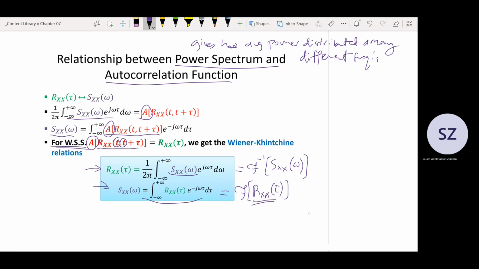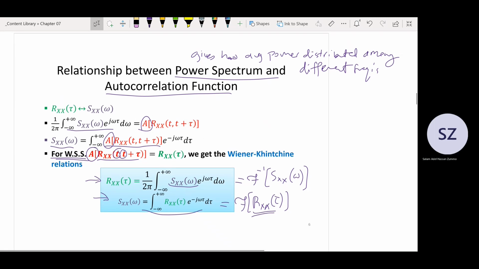In this class, we will mostly deal with wide-sense stationary processes, but at least you need to understand what to do if you don't have stationarity. Any questions?